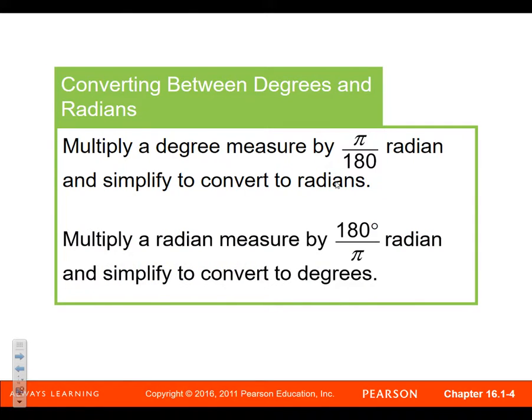Okay, moving on. So these are the two converters, right? If we're going to go from degrees to radians, this is probably what you'll be multiplying with. If you're going from radians to degrees, here's what you're multiplying by. So, radians to degrees, and this one is degrees to radians. Okay?